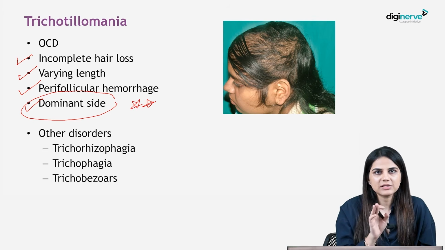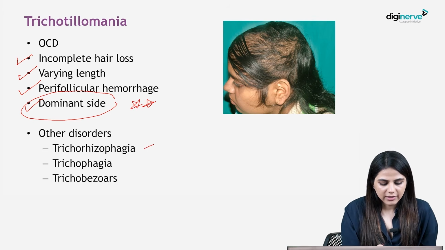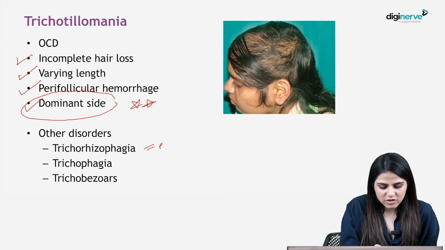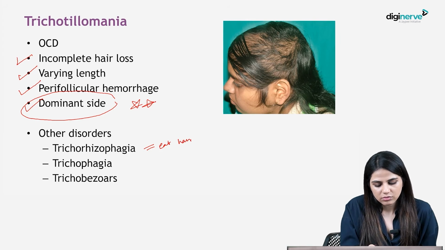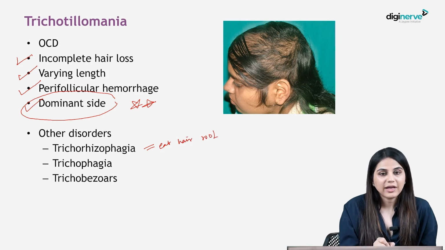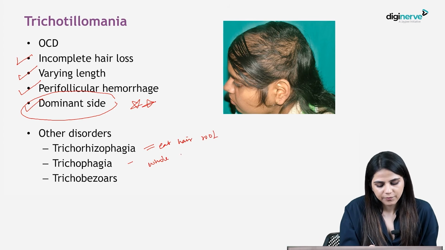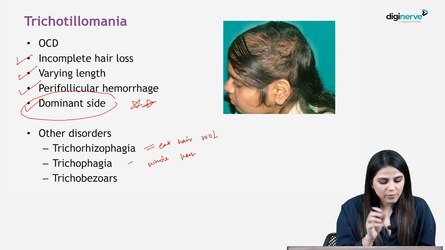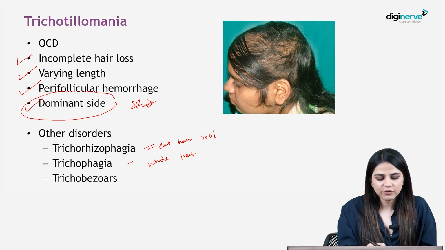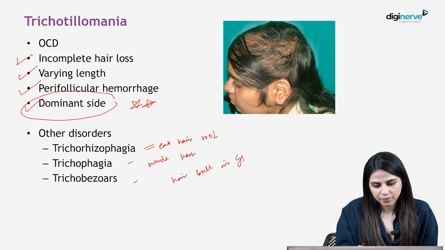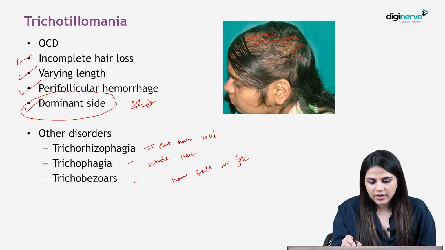There are other psychiatric disorders related to hair. The first one is trichorhizophagia, where the patient eats the hair root. Trichophagia, where the whole hair is eaten. Trichobezoar: because of eating this hair, there is a hairball in the GIT. So there is thinning of hair. You can see variable length.